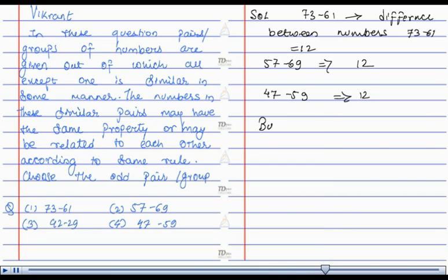But in case of 42 and 29, the difference is not 12, it is coming out to be 13. So this is the odd pair among the given four pairs. Therefore, answer is third.